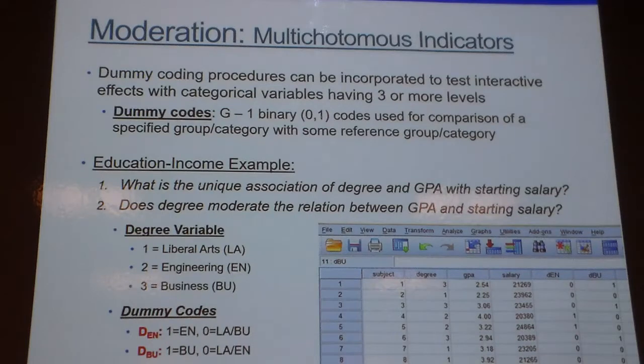Have you all, show of hands, be honest, who's been reading Aiken and West? All right.